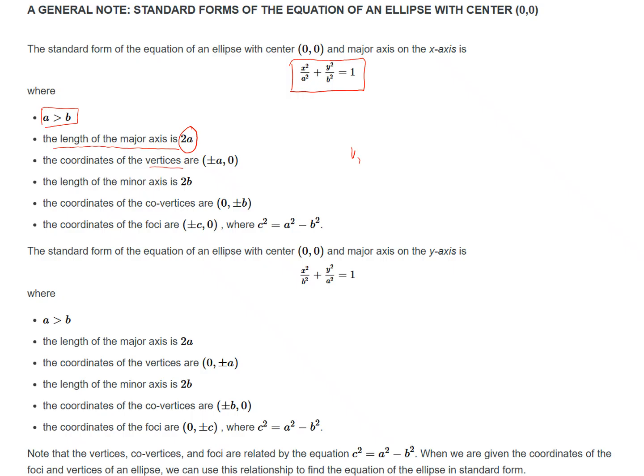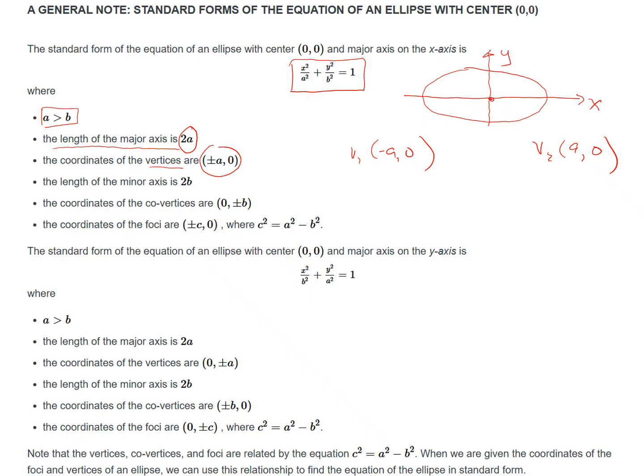And the coordinates of the vertices are plus or minus a and 0. So we have v1 on the left with coordinates minus a and 0, and on the right we have v2 with coordinates positive a and 0. And the length of the minor axis is 2b. Okay, so our ellipse looks something like this. This is the major axis, this is the minor axis, and the center is at the origin 0, 0. This is our y-axis, this is our x-axis.